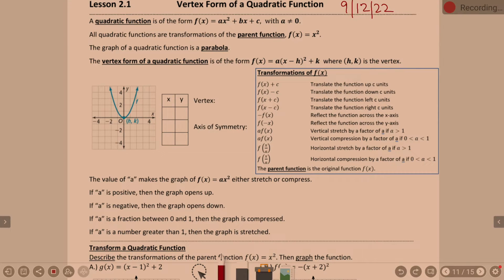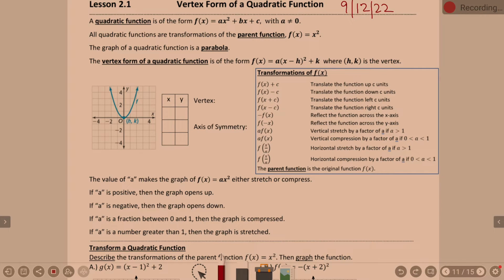Chapter 2 is quadratics. Back in lesson 1.2, we did a little bit with quadratics, but now we're going to deal with the whole chapter that's quadratics. Some of this is going to be reviewed from Algebra 1. Some of it is going to be expanding on what you learned in Algebra 1.